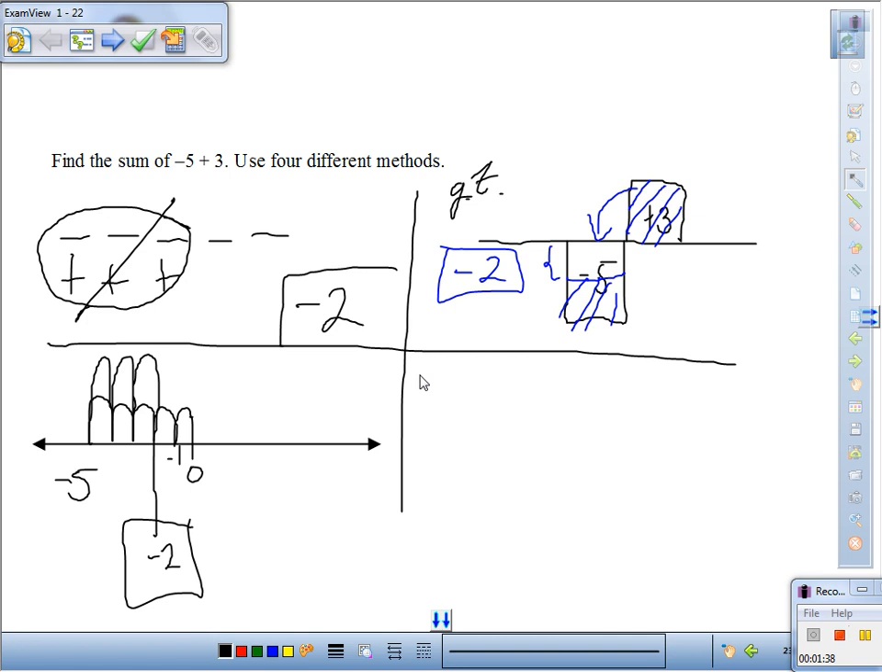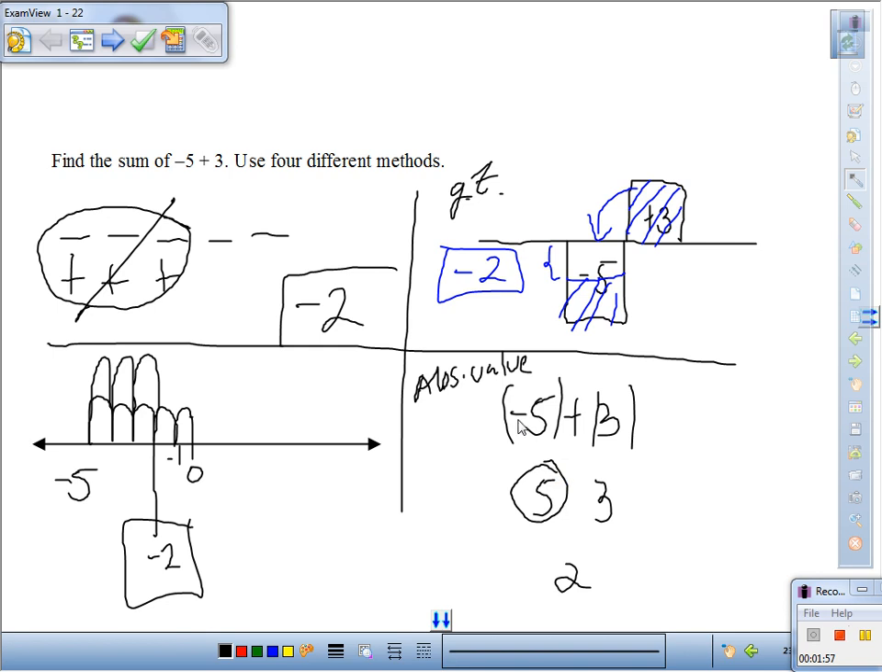And the last method, using the absolute value. -5 plus 3. What is the absolute value of -5? 5. Absolute value of +3? 3. Since they're not the same sign, we subtract. That's 2. Which is the greatest absolute value? 5. What was the original sign? Negative. And that's how you do those. 4 different methods. We did this almost an entire week at the beginning of the school year.